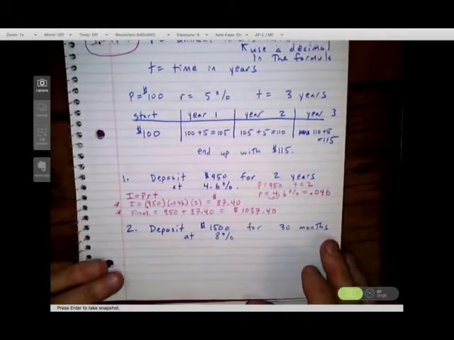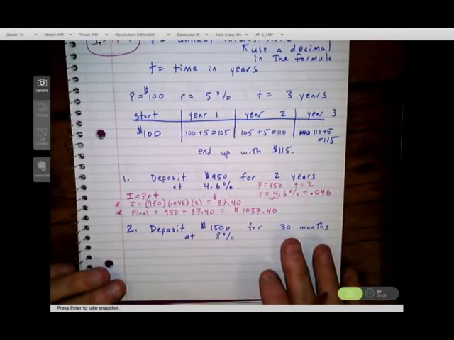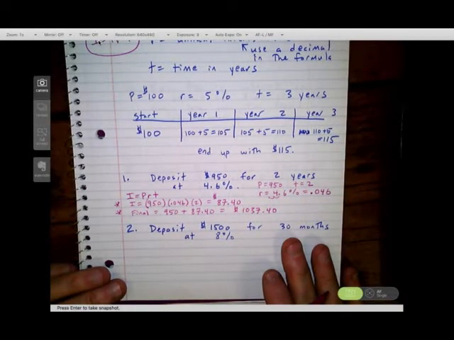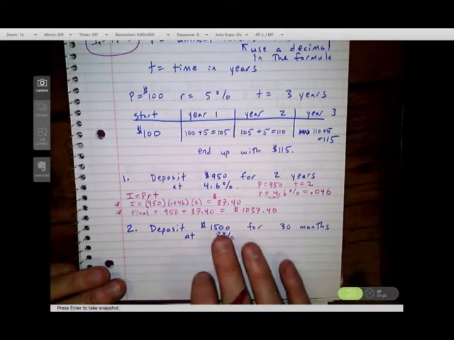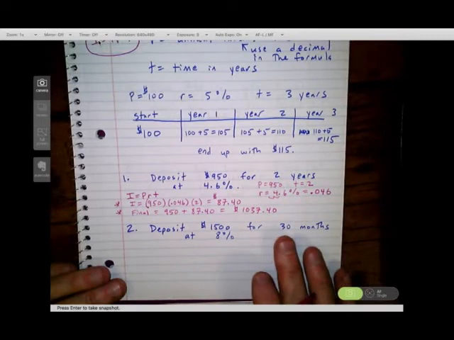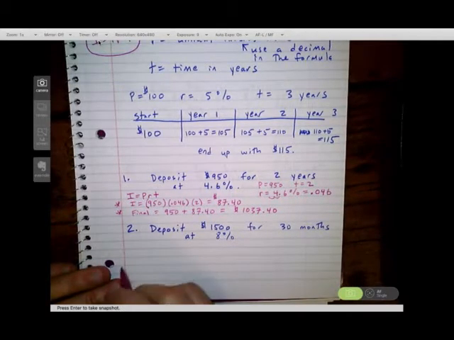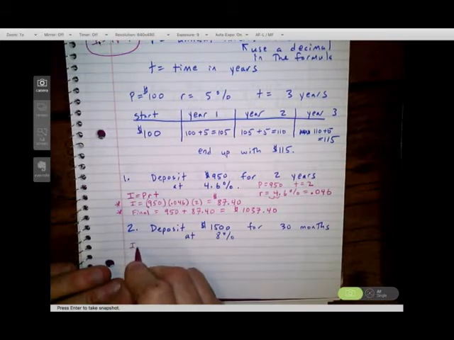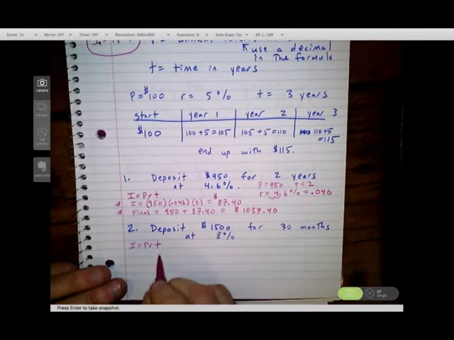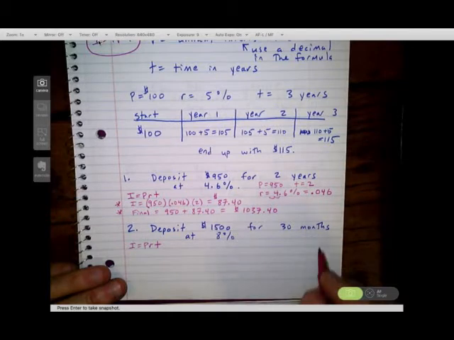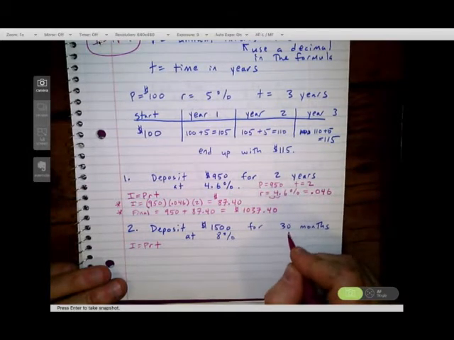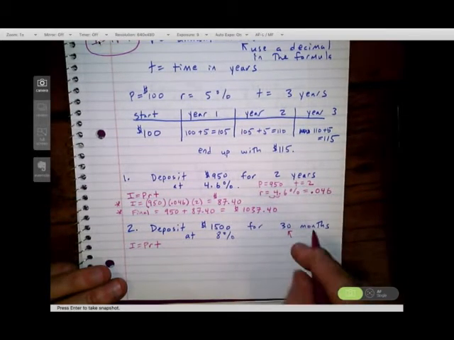Oh, look at this one. Some of you might notice what's going on here. There's a little catch in this problem that we got to be careful of. So we're going to deposit $1,500 for 30 months at 8%. Ooh, so again, here's the formula. I equals PRT. And T was time in years. This is months.